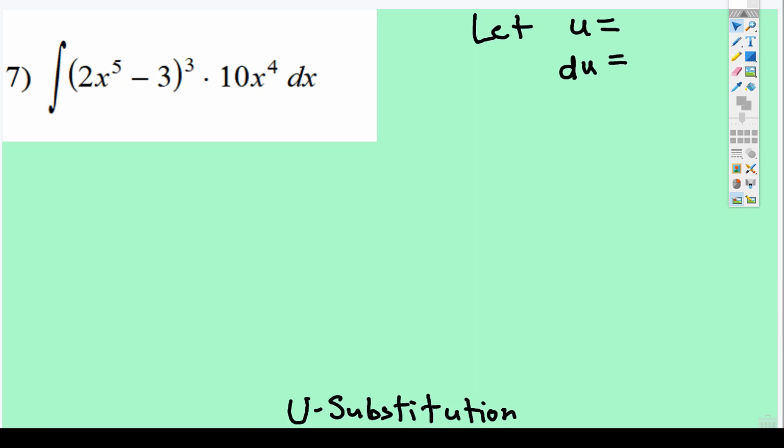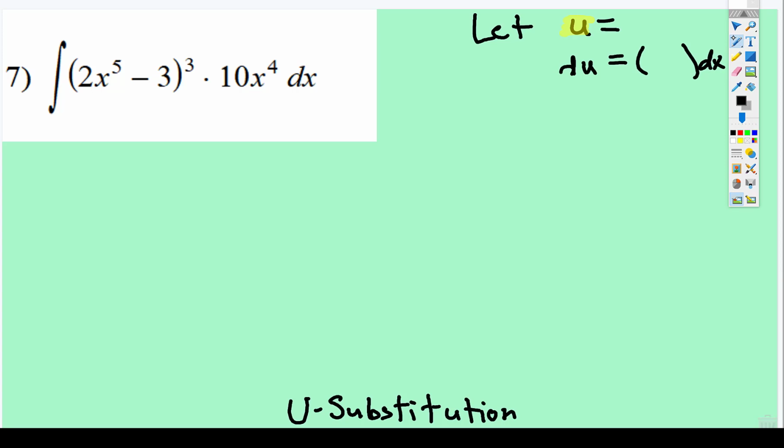Okay, now you're going to have to pay attention. We're now starting a process called U-substitution. So the first thing you're going to have to identify is the U, and then you're going to take the derivative of U, which is du over dx, and then you'll multiply both sides by dx. So I'm going to erase this now.